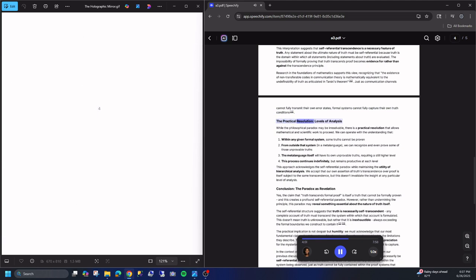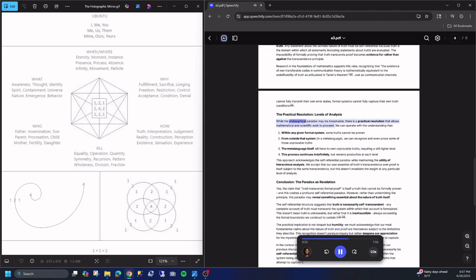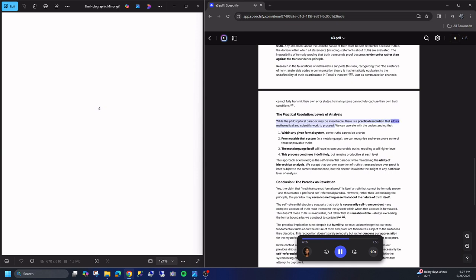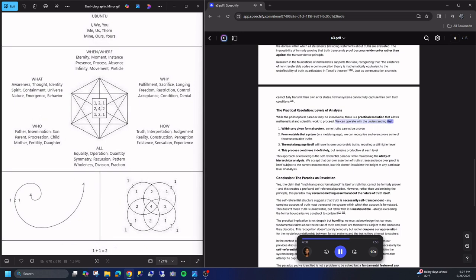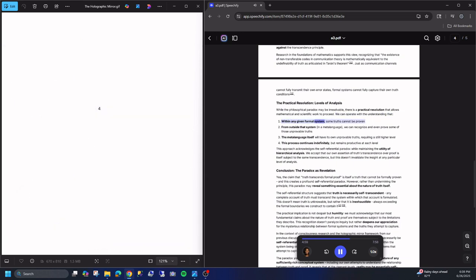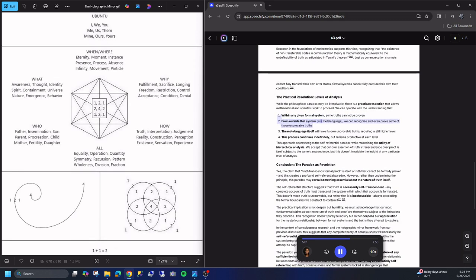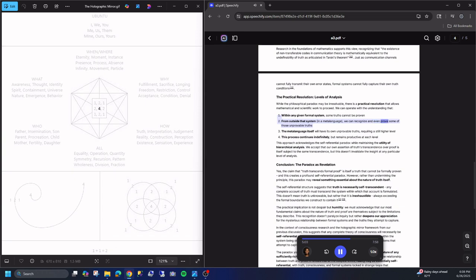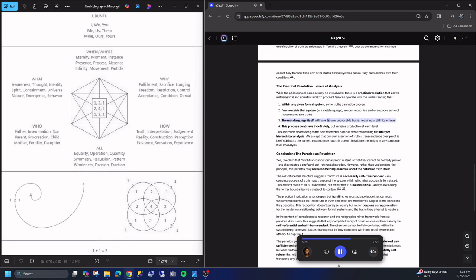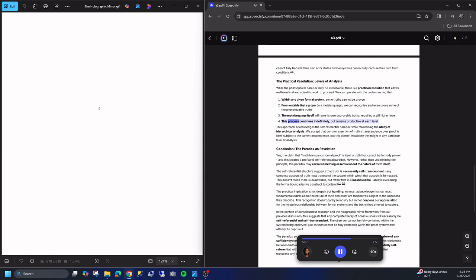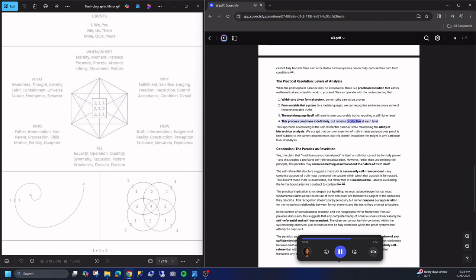The practical resolution: levels of analysis. While the philosophical paradox may be irresolvable, there is a practical resolution that allows mathematical and scientific work to proceed. We can operate with the understanding that, within any given formal system, some truths cannot be proven. From outside that system in a meta-language, we can recognize and even prove some of those unprovable truths. The meta-language itself will have its own unprovable truths, requiring a still higher level. This process continues indefinitely, but remains productive at each level.